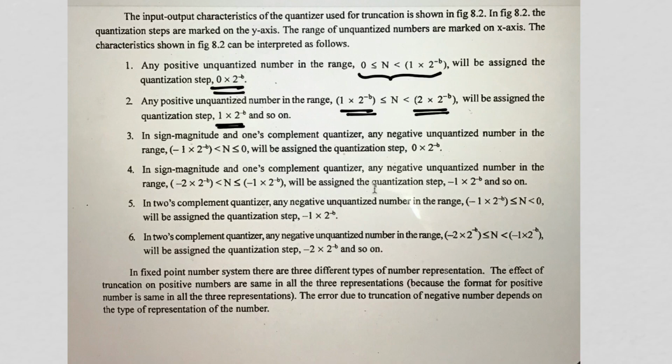But in the sign magnitude and 1's complement quantizer, any negative unquantized number between minus 1 into 2 power minus b to 0 will be assigned only one quantization step, that is 0. In signed magnitude as well as in 1's complement quantizer, any negative unquantized number in the range of minus 2 into 2 power minus b to minus 1 into 2 power minus b will be assigned to minus 1 into 2 power minus b only, and so on. So these are the 4 interesting facts you are supposed to express as the inference of the graph shown above.